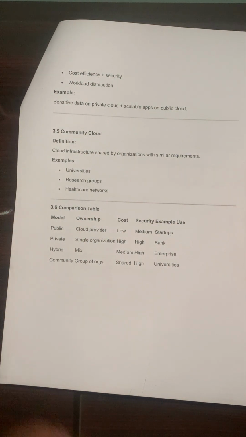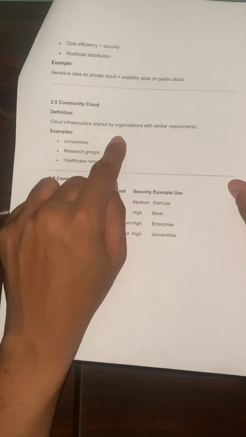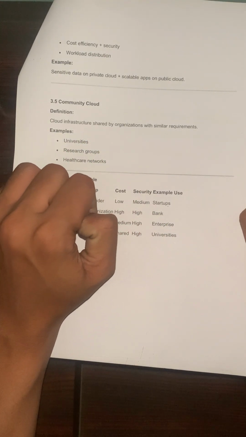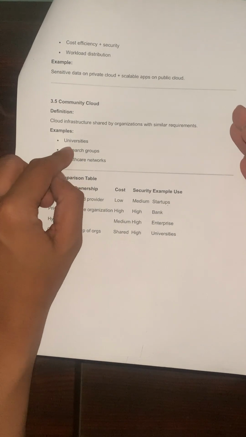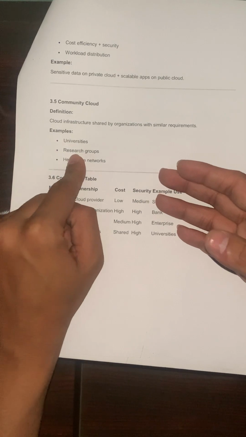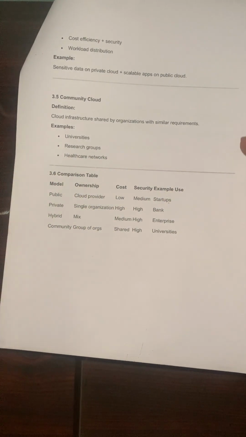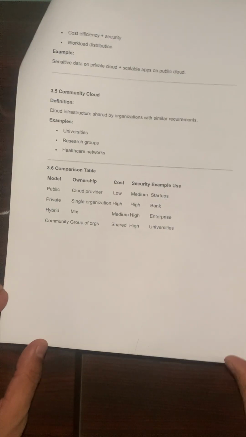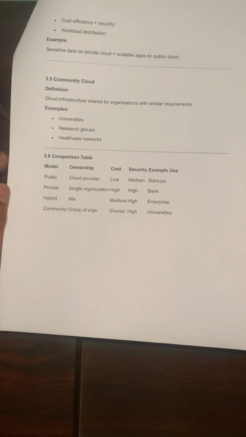The last one is community cloud. In community cloud, the cloud infrastructure is shared by organizations with similar requirements. Examples are universities, research groups, and healthcare networks. So these are the types of deployment models we have in cloud computing.